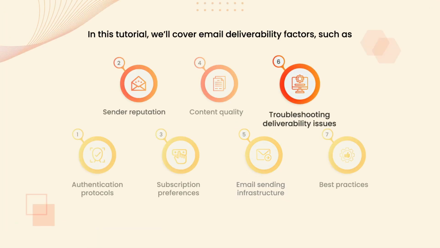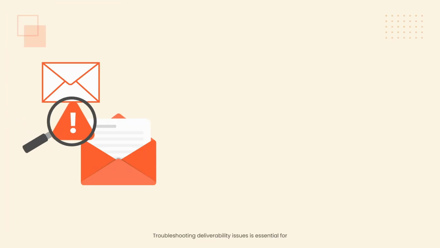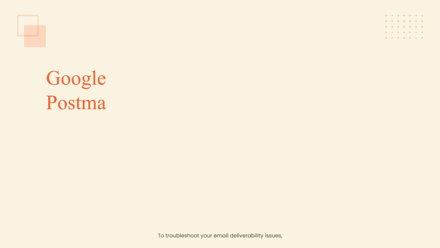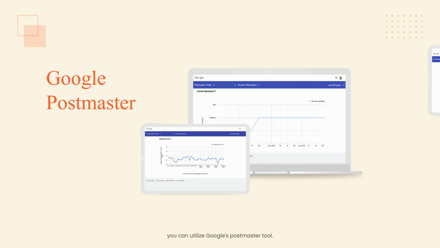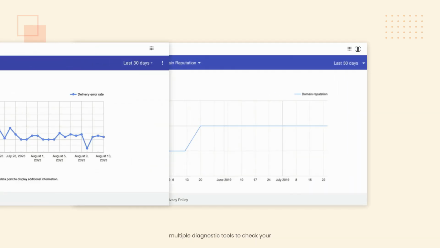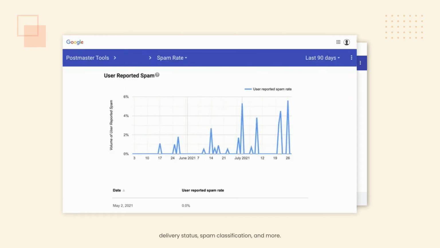Troubleshooting deliverability issues. Troubleshooting deliverability issues is essential for maintaining a positive sender reputation and ensuring that your emails reach recipients' inboxes. To troubleshoot your email deliverability issues, you can utilize Google's Postmaster tool. It provides data on domain reputation and multiple diagnostic tools to check your delivery status, spam classification, and more. Best practices.